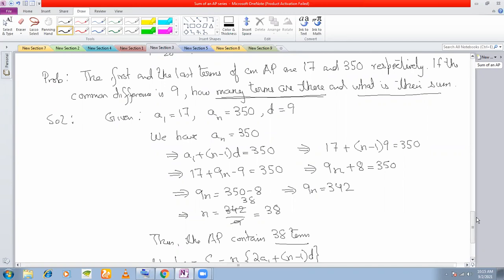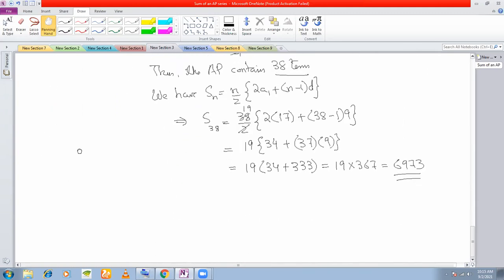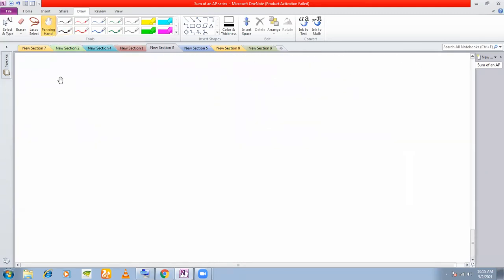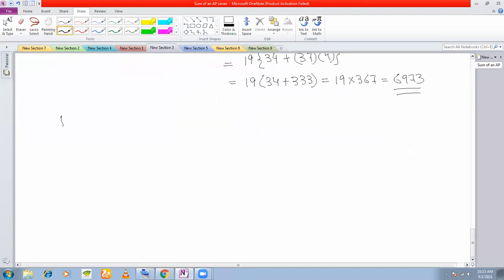Okay, let's move on to the next problem then. The next problem is solve for x. One plus 4 plus 7 plus 10 plus up till, even the last term is not given to you. So it is given to you as x. This is what you need to solve. But the sum is given to you as 287.